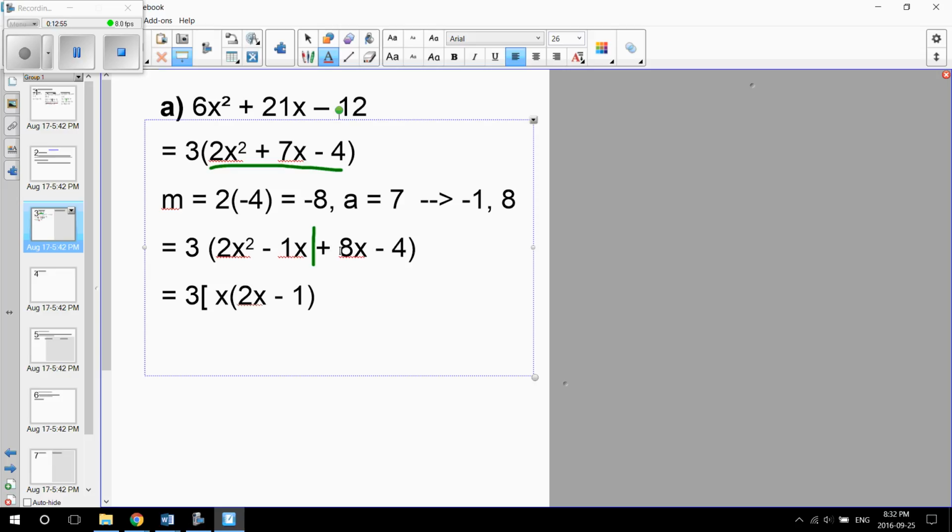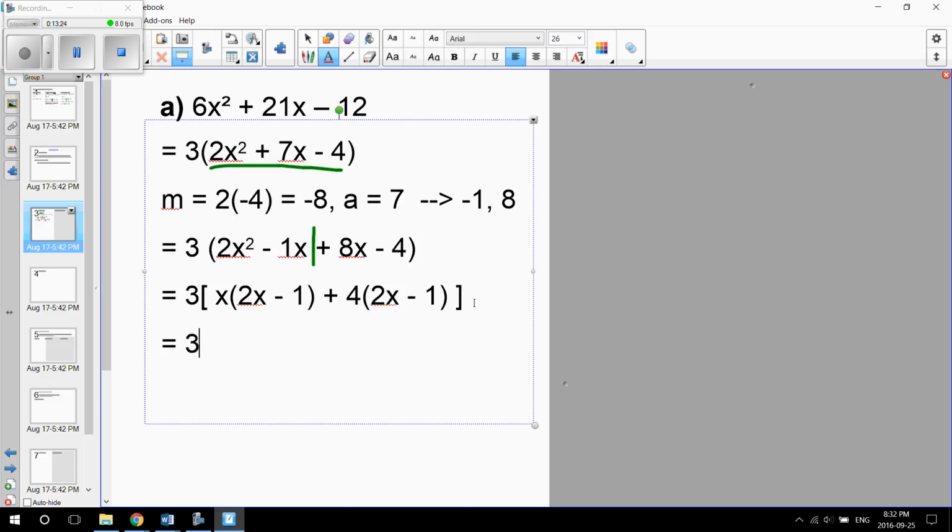Then look at the second half here. See what we can common factor out. Hopefully you see that we can factor out a 4, and it's a positive 4, so we need to write plus 4. So then 8x divided by 4 gives us a 2x, and minus 4 divided by 4 gives us our negative 1. Now remember, this is exactly the same steps as we did before. The only difference is that we have this 3 that we're still carrying out front.